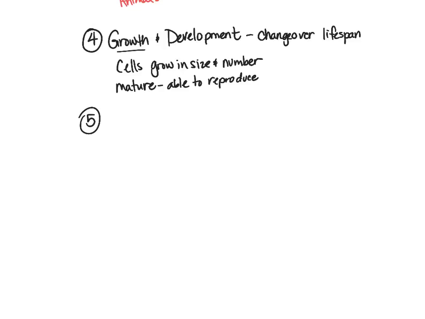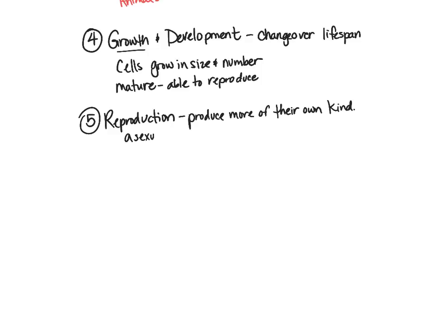Our fifth characteristic is reproduction. So after our growth and then development, so we're growing and then we develop, we mature, and then that allows us to be able to reproduce. Anything that is alive has to be able to produce more of their own kind. Things can reproduce asexually, or there can be sexual reproduction.